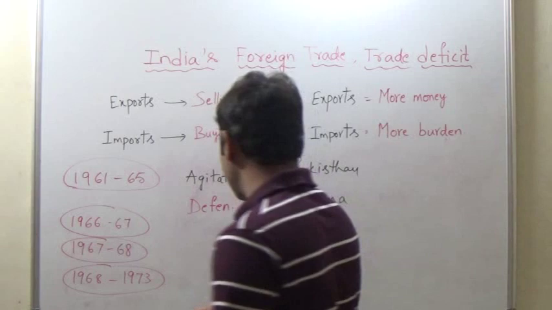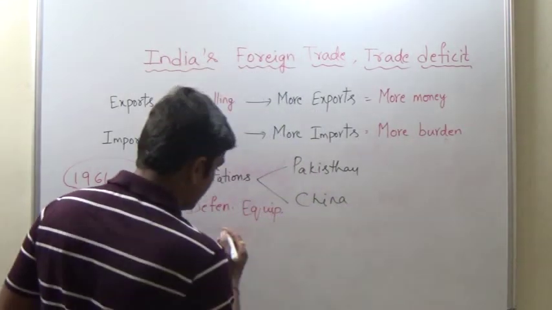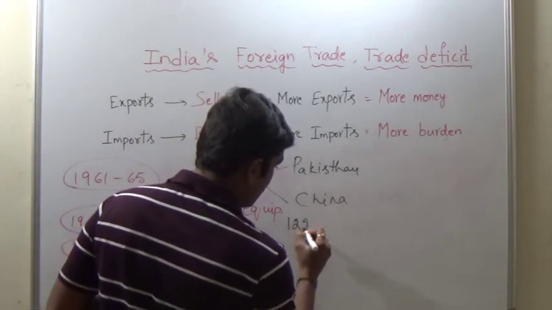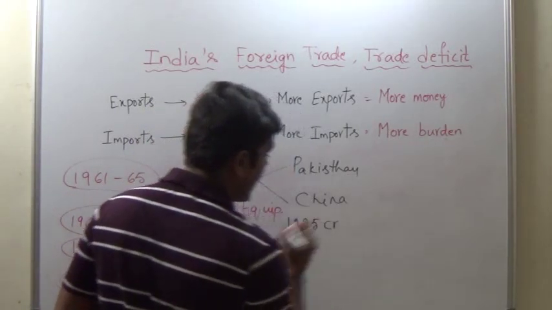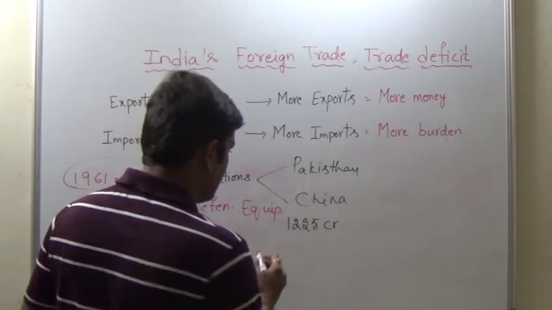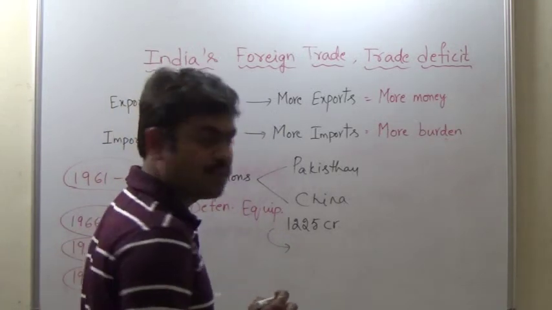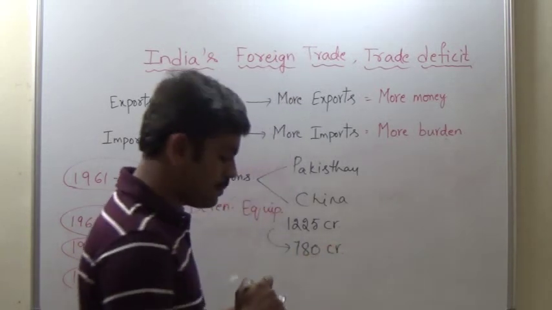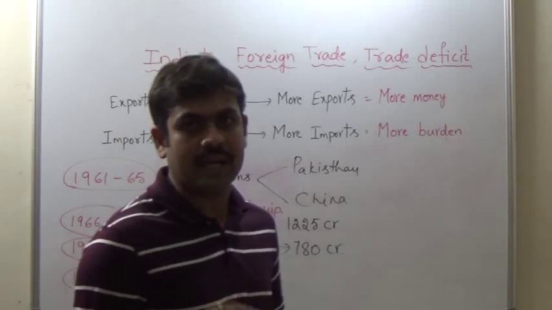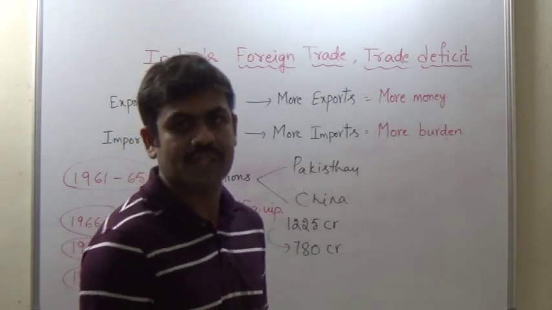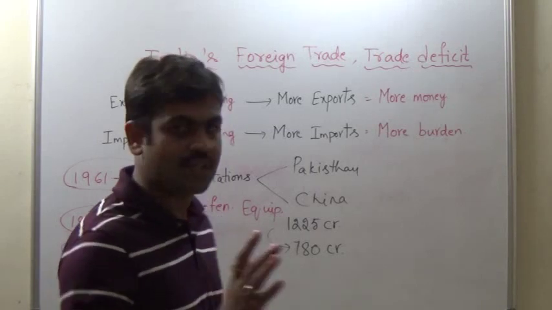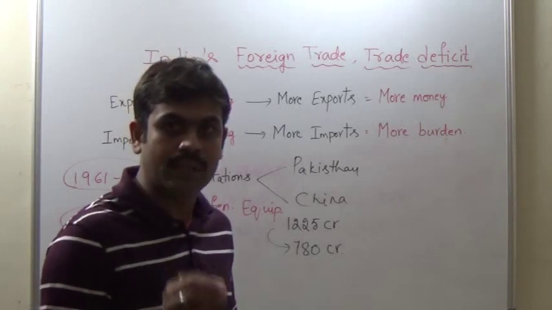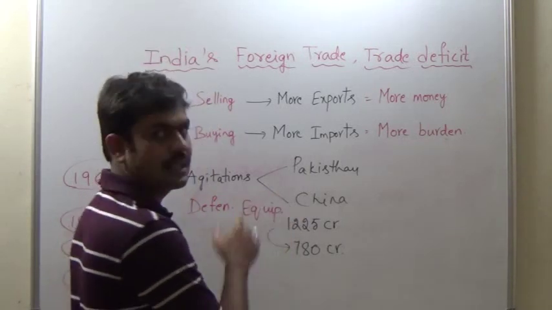Almost the imports cost around 1225 crores during this period. 1225 crores is the annual average imports, and the trade deficit was around 780 crores. At the end of this part 2, I will give clear statistics of annual average trade deficits for each phase. Now just remember these statistics with the class, but the actual statistics from the RBI bulletin will be given at the end of this class on the board.